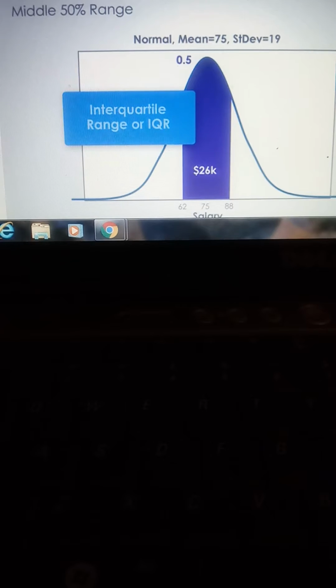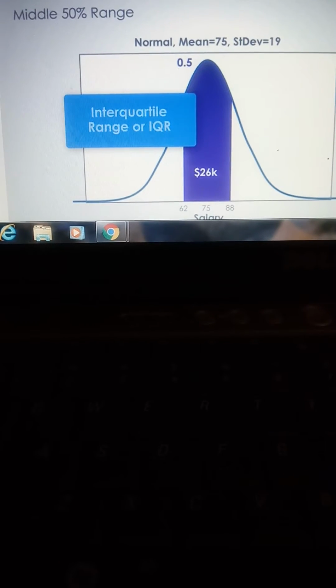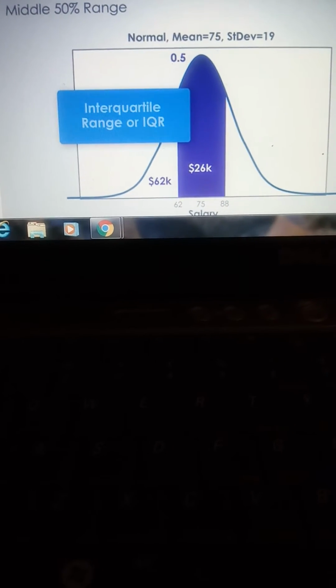Another way to use the normal distribution would be to determine the middle 50% range of household incomes. This display shows that 0.5 or 50% of all households earn between $62,000 and $88,000 if we round off to the nearest $1,000. That is a much narrower range of only 26,000, which is also known as the interquartile range, or IQR. In addition, 62,000 becomes the first quartile and 88,000 becomes the third quartile.